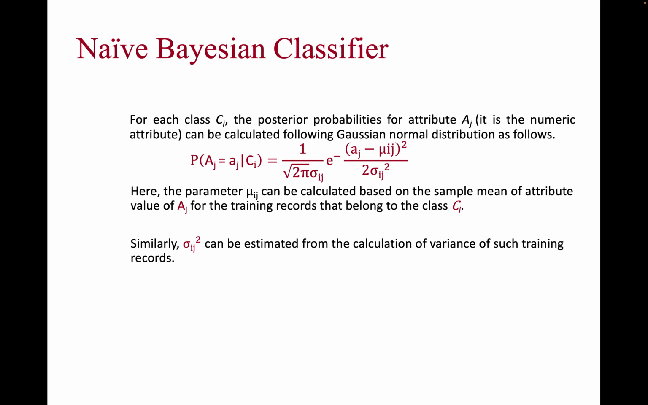Naive Bayesian classifier: for each class Ci, the posterior probabilities for attribute Aj, if it is a numeric attribute, can be calculated following the Gaussian normal distribution as follows. Here, the parameter mu_ij can be calculated based on the sample mean of attribute values of Aj for the training records that belong to Ci.